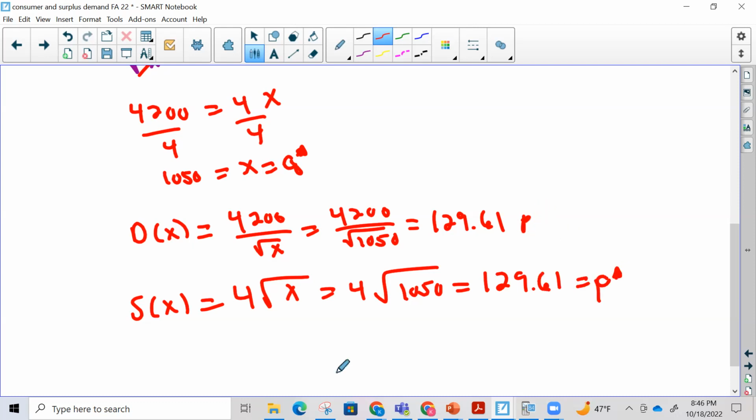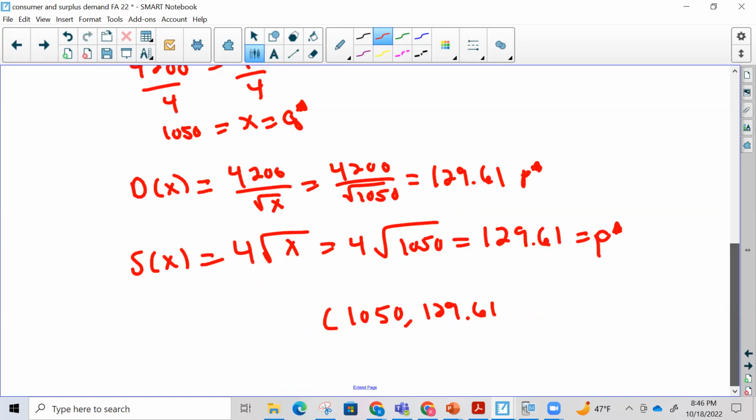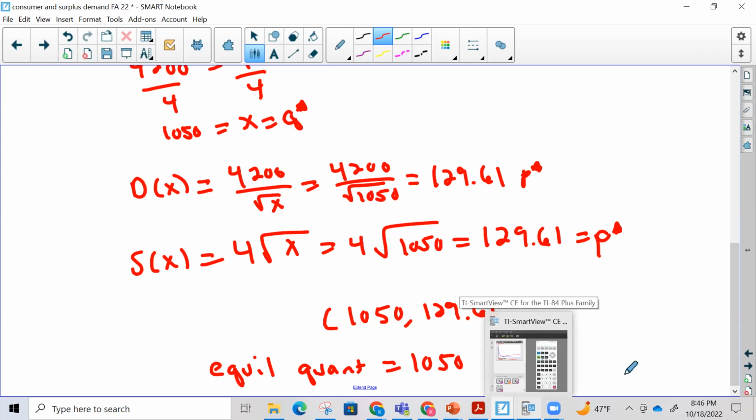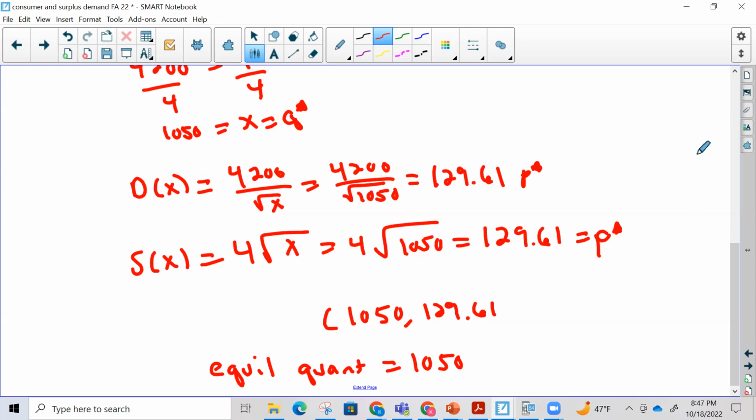So the equilibrium point we would say is 1,050 and 129.61. And again, if they just want the equilibrium quantity, then we would say it's 1,050. If you are doing it just graphically, make sure you do sketches on them. Some of the ones will be required and they'll be giving you a graph, and I'll do a few more examples like that in a different video.